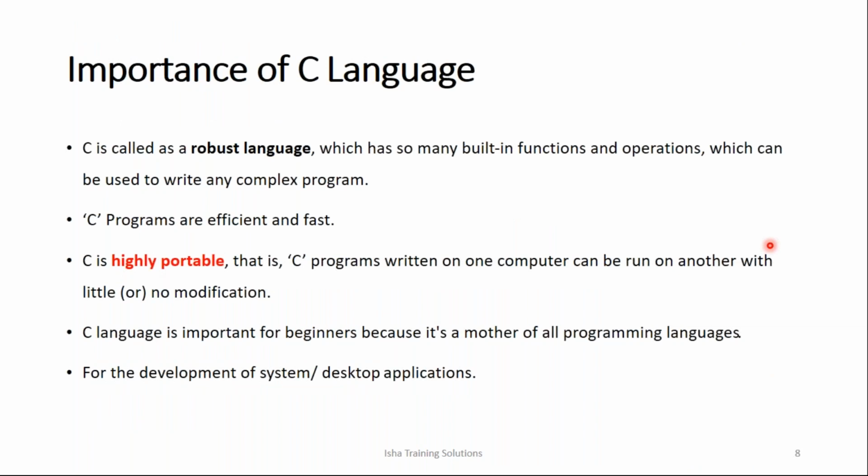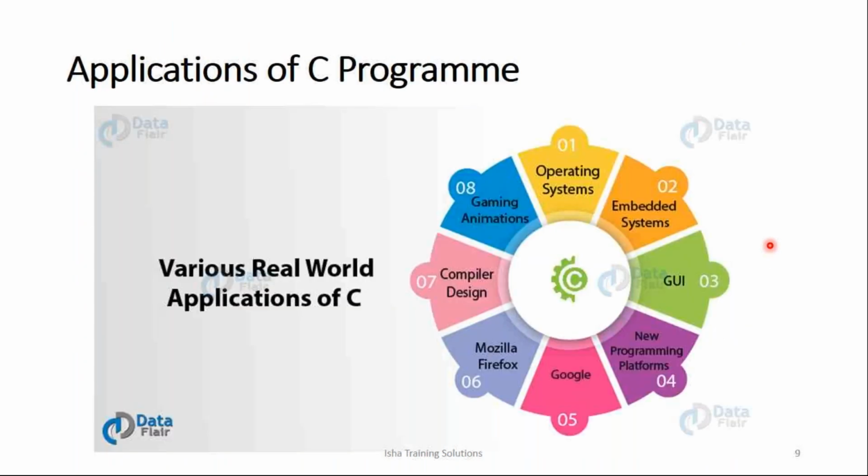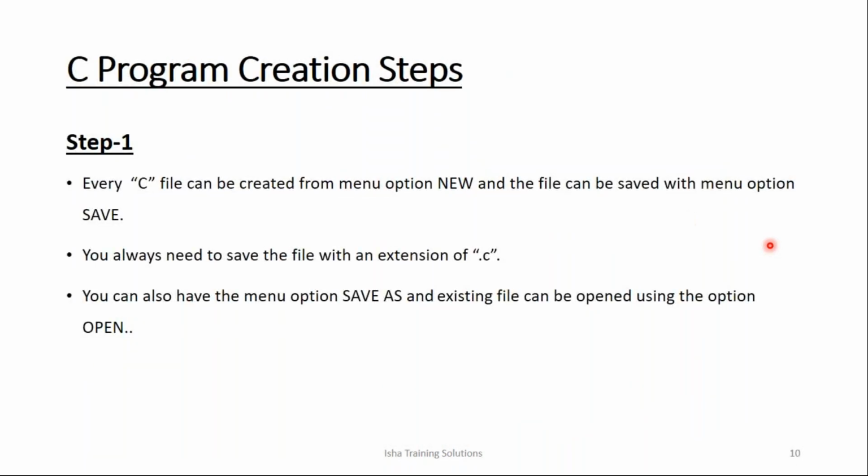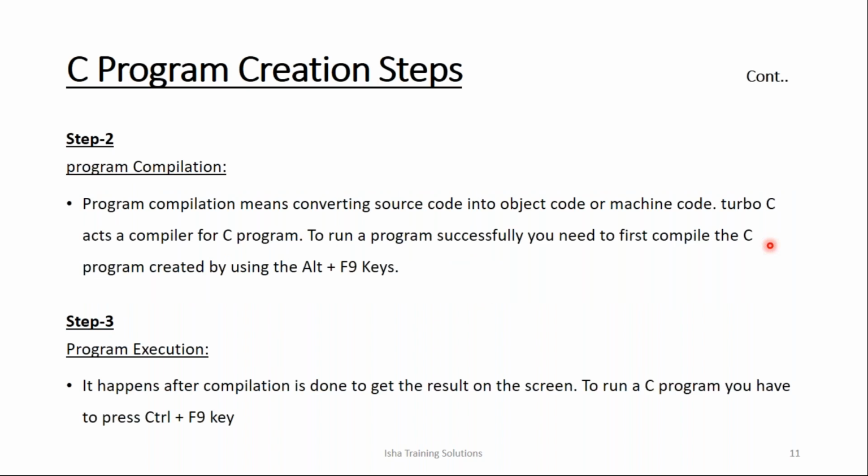Next. We have already discussed the importance of the C language. We have seen applications of the C programming language. This is what the different steps of a C program are: how we can write a C program, what is happening in the C program, how we are going to do compilation, and what we are going to do after compilation.